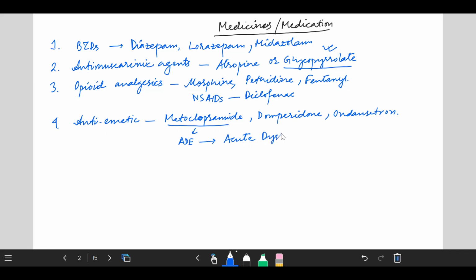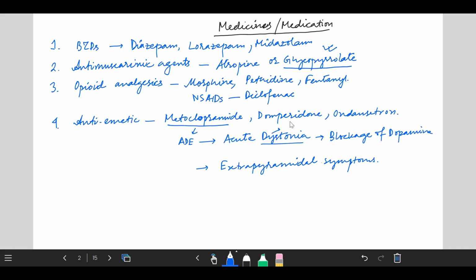Now, metoclopramide shows some adverse drug effects like acute dystonia and extrapyramidal effects. Let us understand acute dystonia. Acute dystonia is just a sudden contraction of muscles of the extremities. It can be the face, neck, larynx, etc., due to blockage of the dopaminergic neuronal pathway. Tonos means the tension or stretch of muscle, so dystonia means a problem in the tension of muscles.